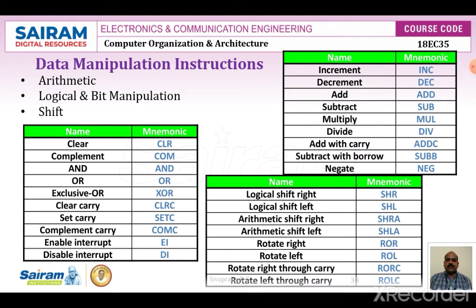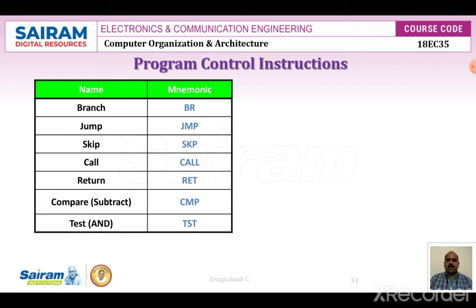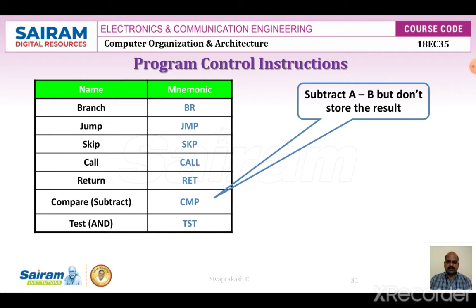And coming to the third one, shift operations, which are logical shift right, arithmetic shift right, arithmetic shift left, rotate operations, and rotate through carry operations. So these are the data manipulation instructions used in assembly language programs. Coming to the program control instructions, we have branch, jump, skip, call, return, compare, and test. These are called program control instructions.